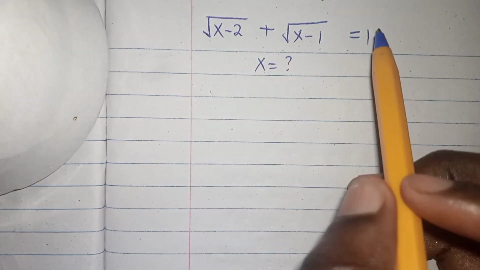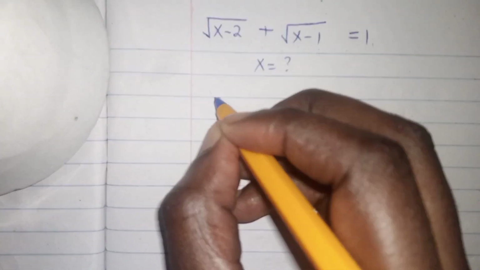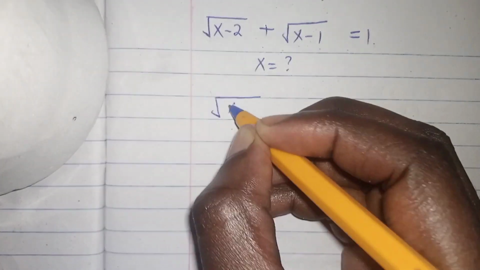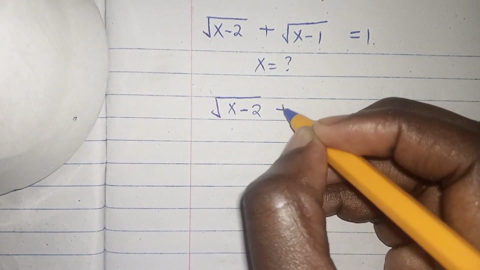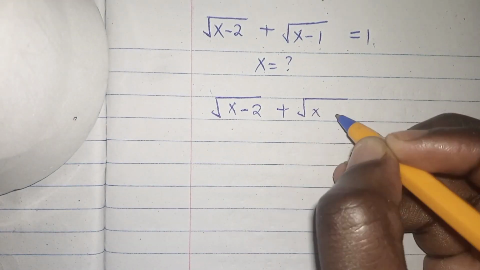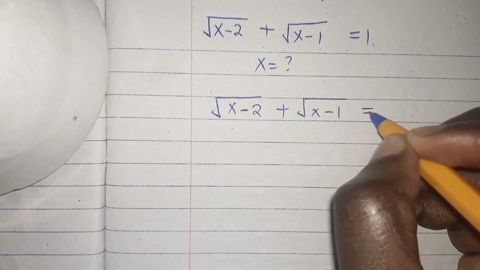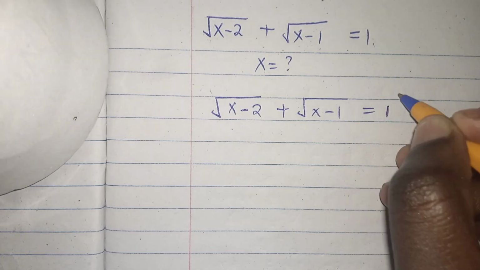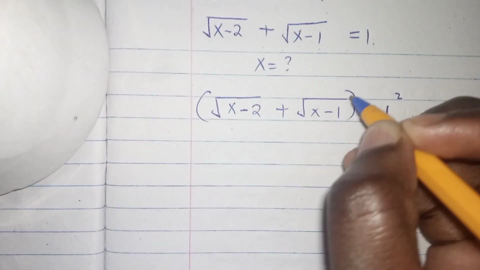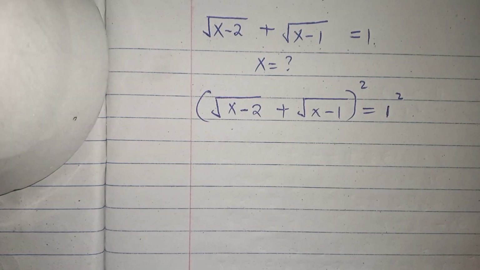So our first step, we'll begin by squaring both sides. So we'll square this side and square this side as well. So this will be the square root of x minus 2 plus the square root of x minus 1 is equal to 1. So we shall square this side and square this side, right?